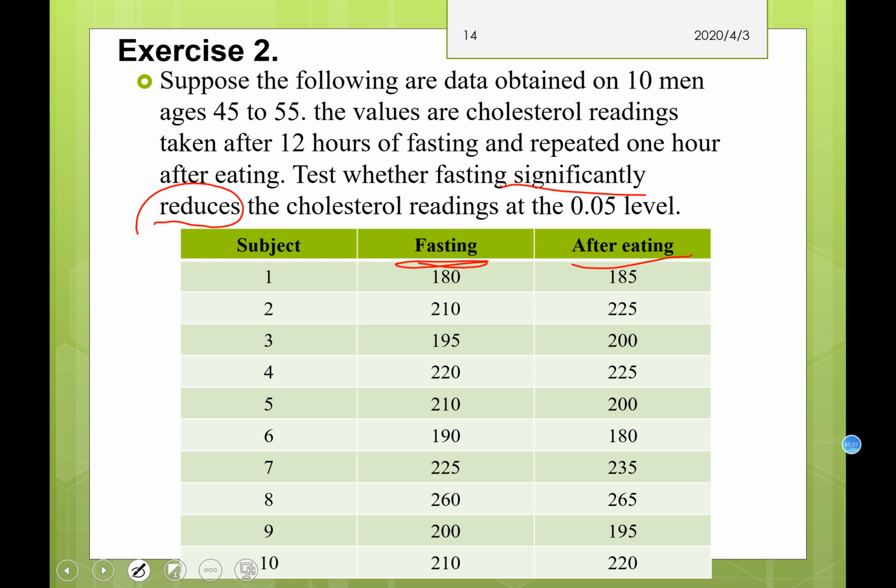And we notice that for each person, for each subject, he had two numbers. One is from fasting, one is from after eating. So this pair of numbers are matched because both of these two numbers are from the same person. So obviously it's paired samples t-test, right? Okay, so now we know it's a question about paired sample t-test.